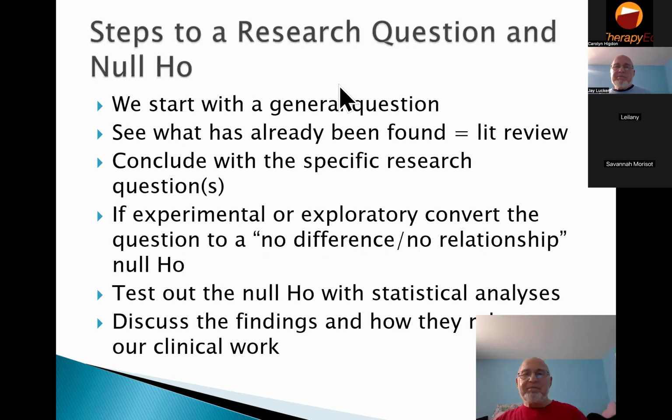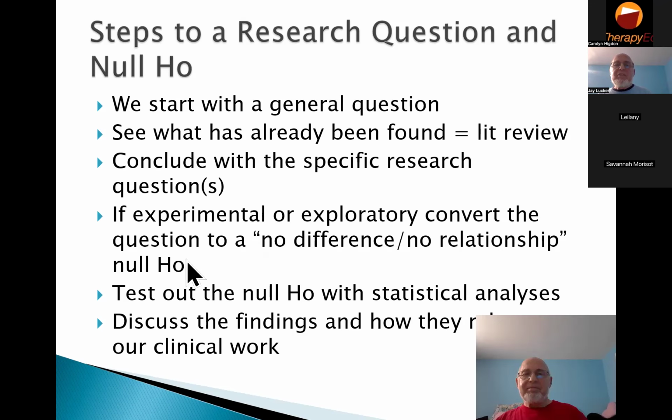Okay, steps. First thing we very often do is a review of the literature, and we come up with a question. So when we come up with a specific research question, then we decide, do we want to do this by manipulating things? That's called an experimental way. Or by looking to see if there's some relationship between. And we'll talk a little more about experimental and exploratory soon.